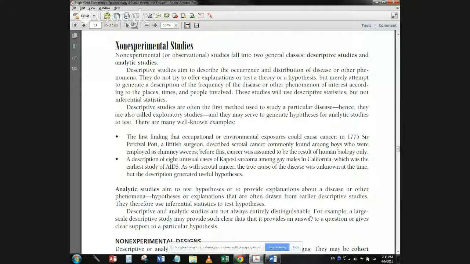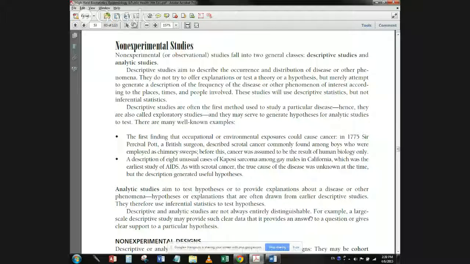The first finding that occupational environmental exposures could cause cancer: In 1775, Sir Percival Pott, a British surgeon, described scrotal cancer commonly found among boys who were employed as chimney sweeps. Before this, cancer was assumed to be the result of human biology only. A description of 8 unusual cases of Kaposi sarcoma among gay males in California, which was the earliest study of AIDS. As with scrotal cancer, the true cause of the disease was unknown at the time, but the description generated useful hypotheses.